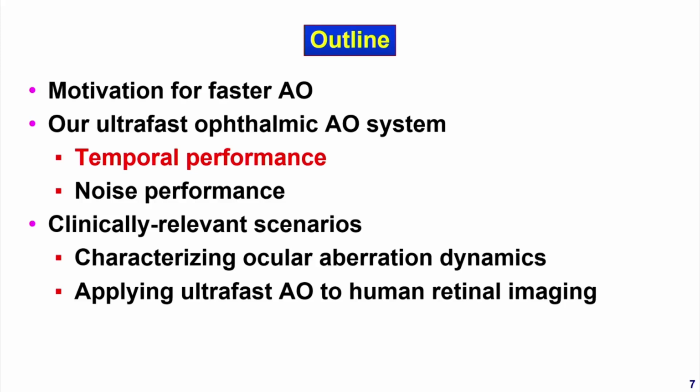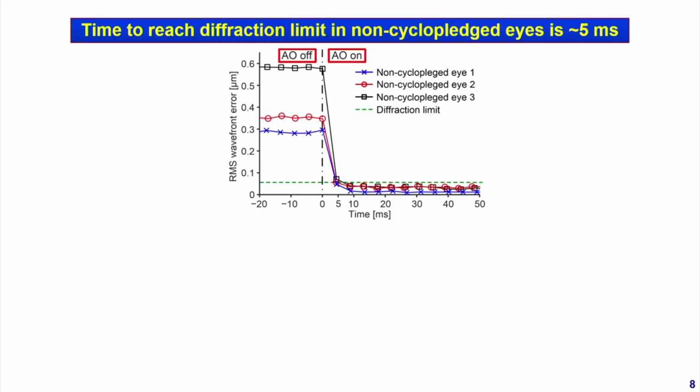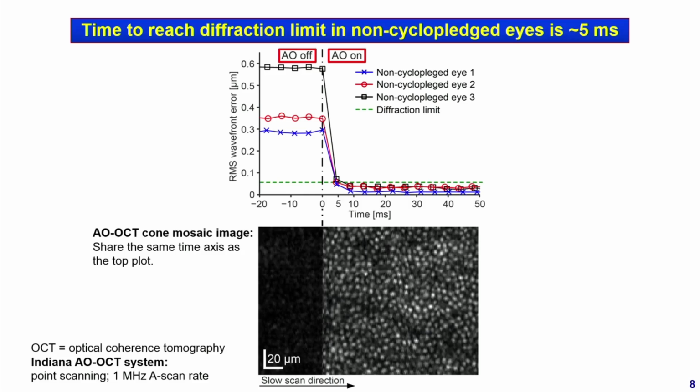After we build the system, we characterize the temporal performance of our AO system. After AO onset, the RMS wavefront error reached diffraction limit in about 5 milliseconds, even in eyes that are not cycloplegic. We simultaneously acquired an AOCT cone mosaic image, which shares the same time axis as the top plot. The image confirmed a quick reduction of aberration due to AO.